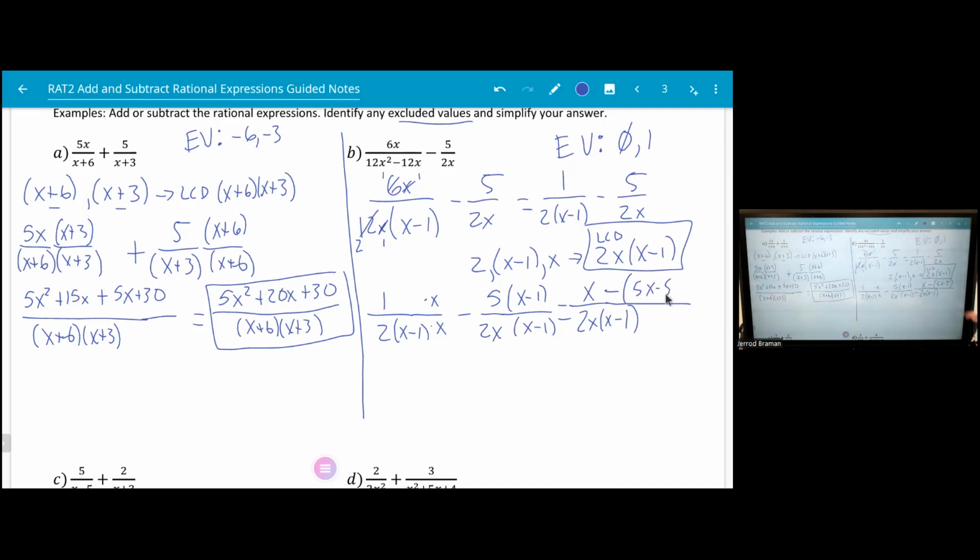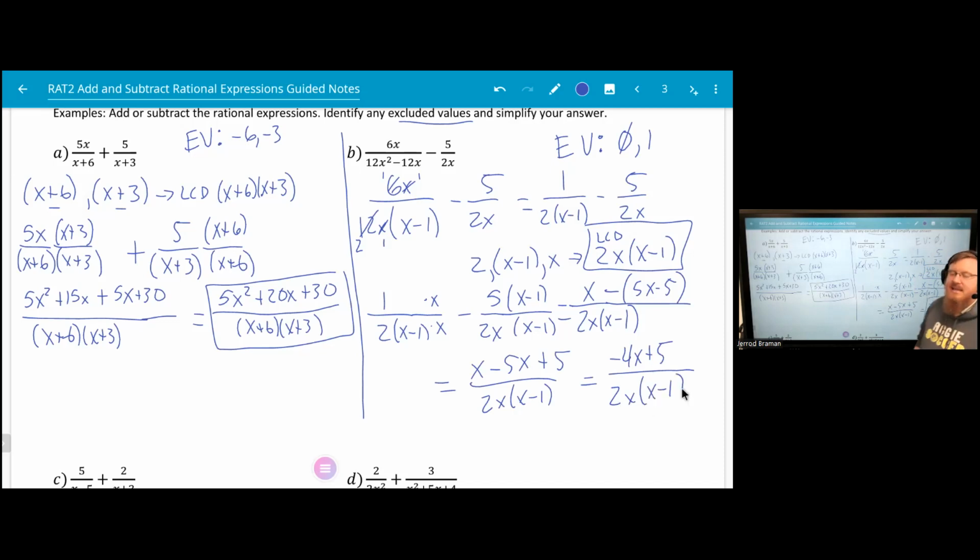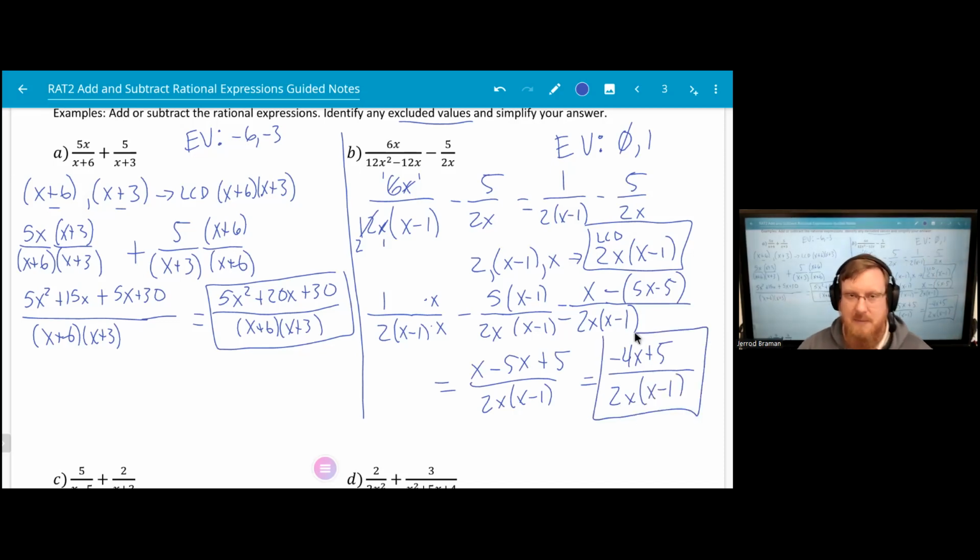And why does that matter? Because if I didn't have that parentheses, you would think this was x minus 5x minus 5, when in reality, it's x minus 5x plus 5 divided by 2x times x minus 1. And when we simplify together, we end up with negative 4x plus 5 divided by 2x times x minus 1. That's the big thing that students forget about.